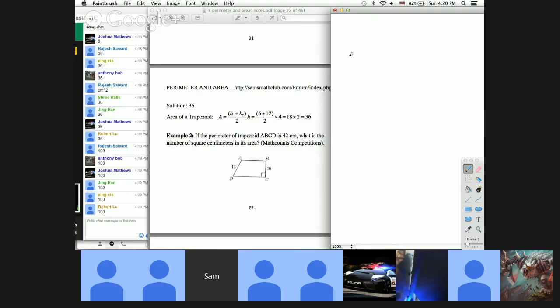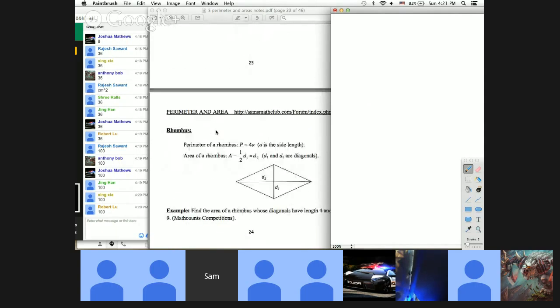So if the whole thing is equal to 42, the two sides that you don't have added together is going to equal 42 minus 12 minus 10. So base 1 plus base 2 is going to equal 20. So the area is just going to be 20 multiplied by 10 divided by 2, which is equal to 100. Okay.